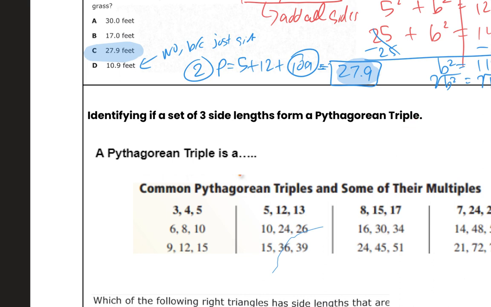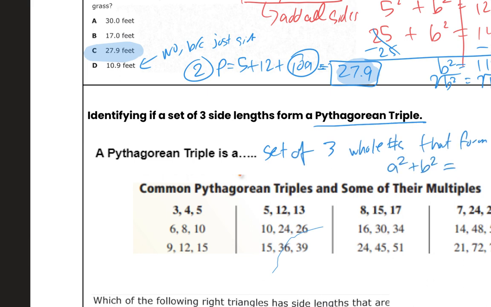Okay, so a Pythagorean triple is a set of 3 whole numbers that form a squared plus b squared equals c squared. So it's in that form to where it would be equal. And they have to be whole numbers. Okay, that means whole numbers, no decimals, right? And that's what whole numbers are.